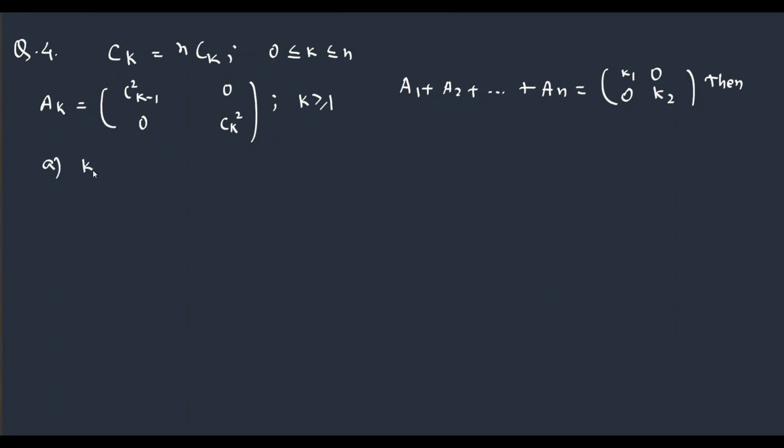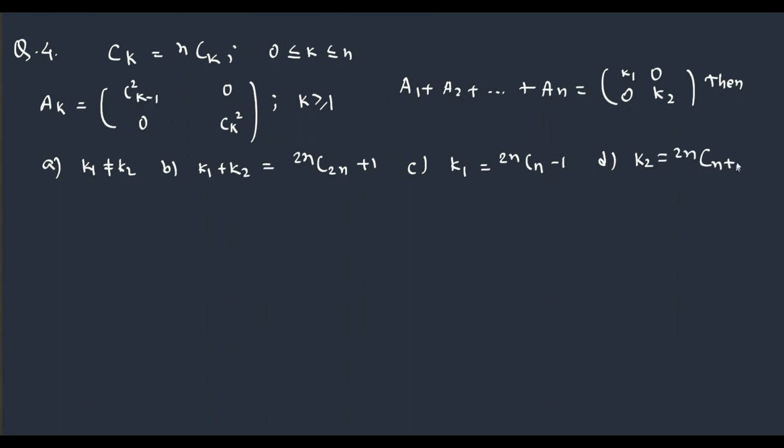Option A, K1 is not equal to K2. Option B, K1 plus K2 is equal to 2nC2n plus 1. Option C, K1 is equal to 2nCn minus 1, and option D, K2 is equal to 2nCn plus 1. Which one is the correct option?